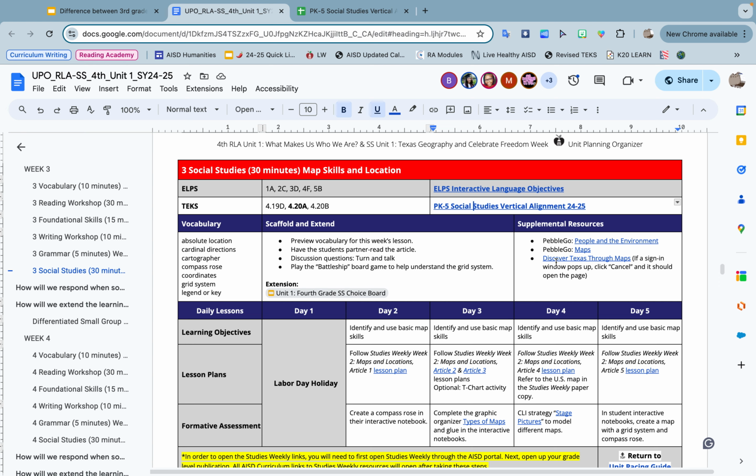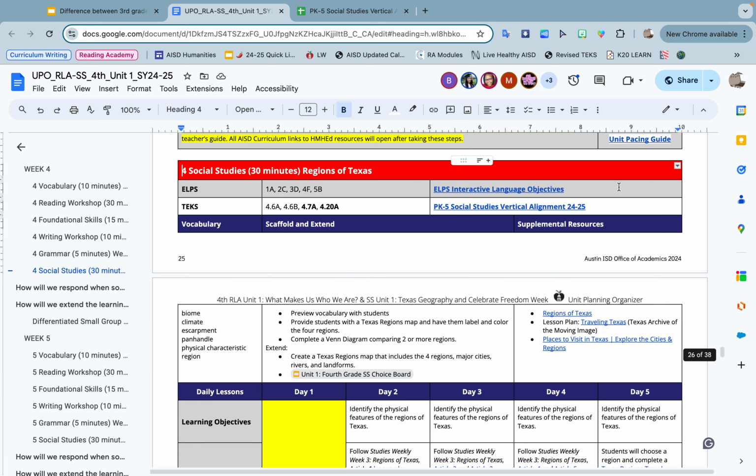In this case, the supplemental resources, we have two things from Pebble Go, and then we have a website. Now, these could be used in a center during small group, differentiated small group instruction, if students were interested in learning more or exploring the topic in more depth. Sometimes we'll look at the other weeks and see if there's different kinds of resources.